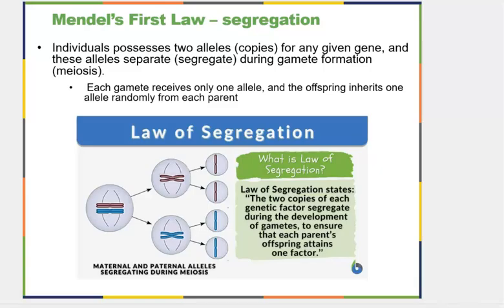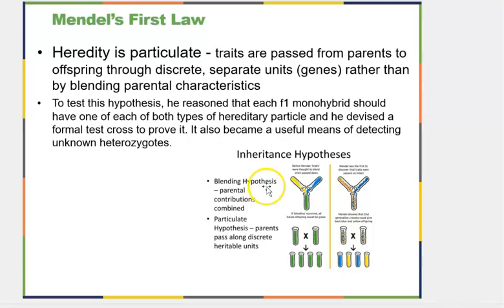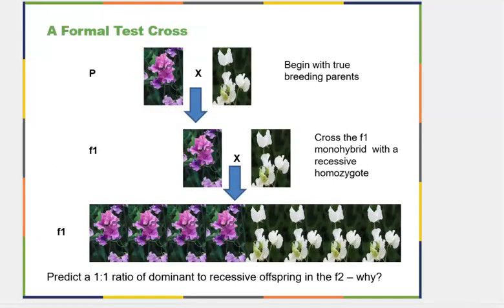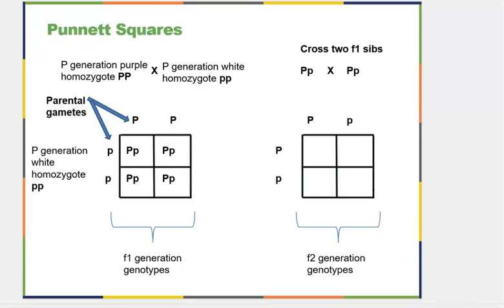This is related to the law of segregation. It says that you're going to pull one of these each time you go through meiosis. That's the whole reason we had to go through the meiosis chapter. The inheritance hypothesis was not that you just get this sort of green paint. It's not paint. It is individual alleles and genes. Again, Mendel's first law: genes come apart during gamete formation. He performed this test cross, and this is how he proved his first law.